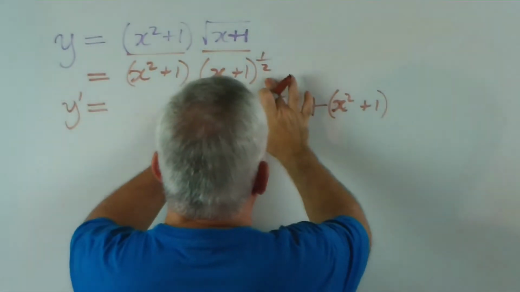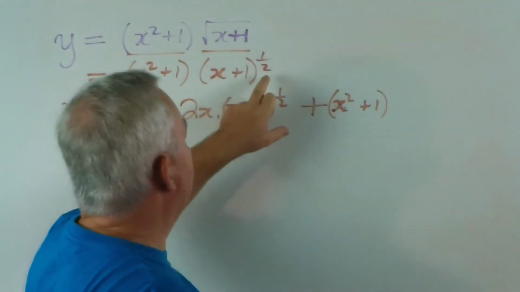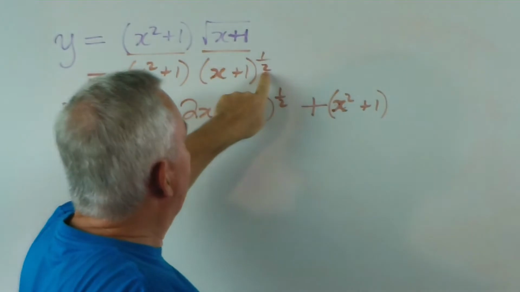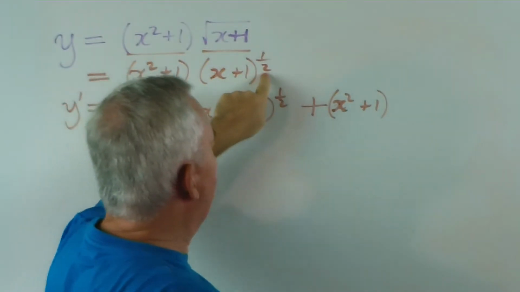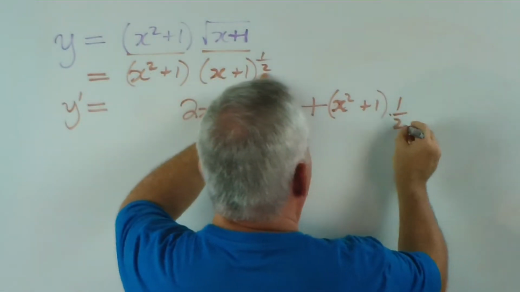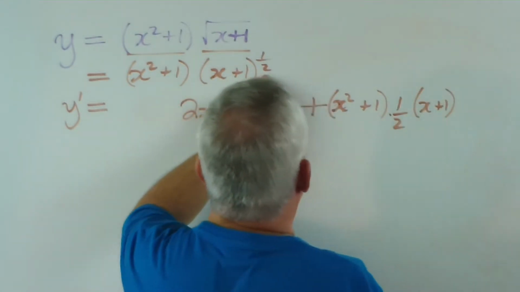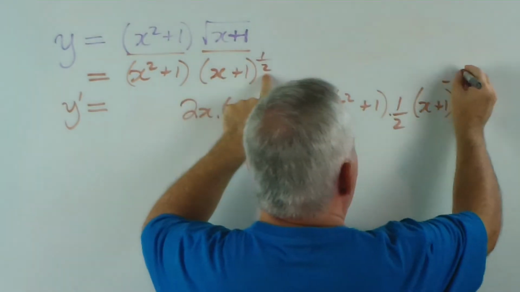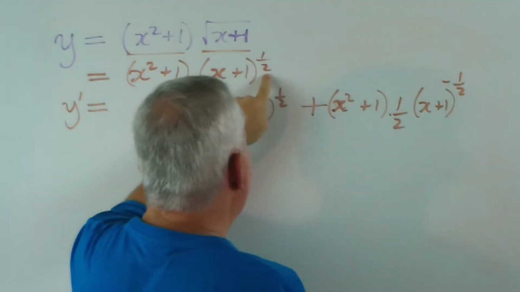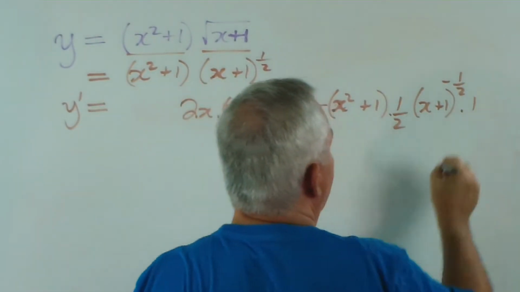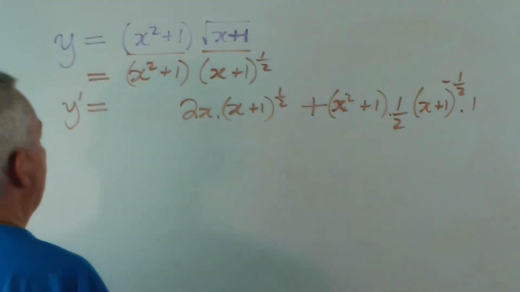What's the derivative of this? Well, this is the one that involves the chain. So we have a chain rule inside a product. How do we deal with the chain? We deal with the power first. So it's times a half times x plus 1 to the power, reduce that by 1, negative a half, times the derivative of what's inside, which is 1. Okay.